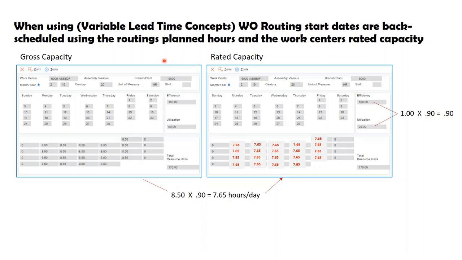It'll work backwards using not gross capacity, but the rated capacity that the work center is set up to realize. So when using variable lead time concepts, the work order start dates are back scheduled using the planned hours on the routing and the work center's rated capacity.